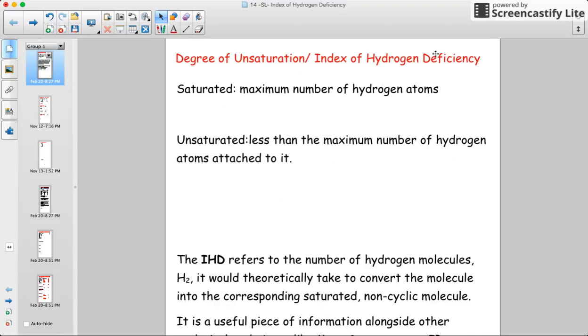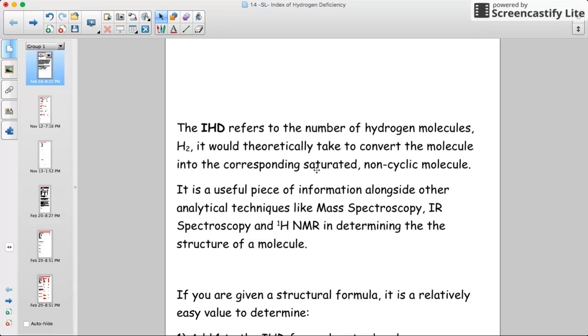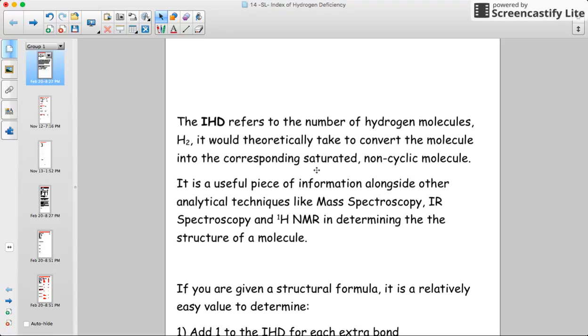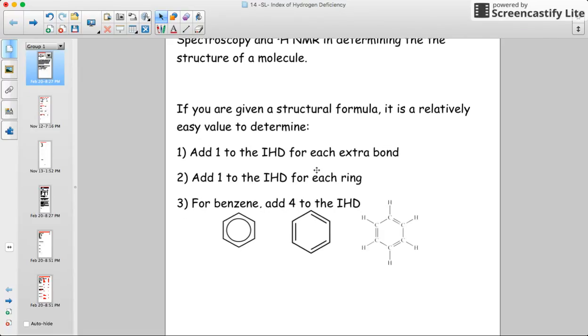So the index of hydrogen deficiency, which from now on we'll just call the IHD for brevity, is the number of hydrogen molecules, the number of H2s it would theoretically take to take your molecule and make it completely saturated, completely having as much hydrogen as possible. And it's just a useful bit of structural information to know if you're trying to identify an unknown compound. Okay, so this video is just going to go over the simple way to figure out the IHD if you're given some sort of a structural formula.